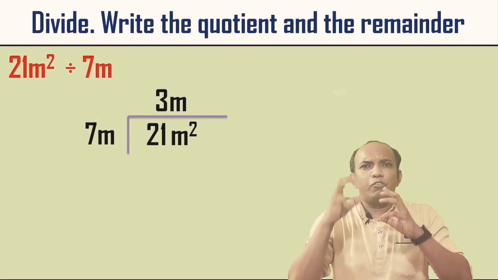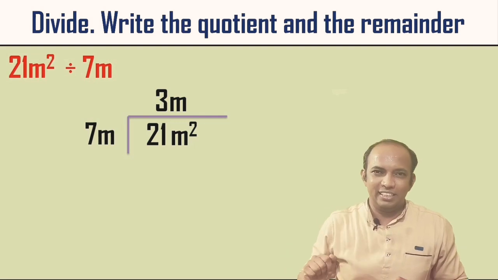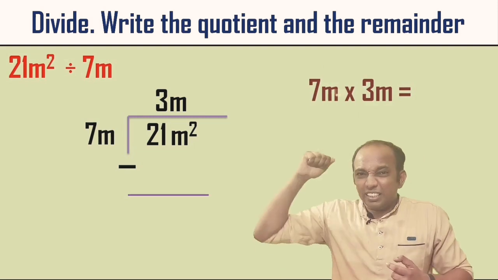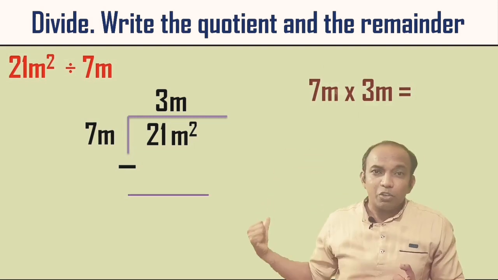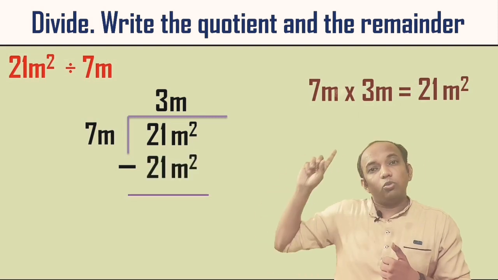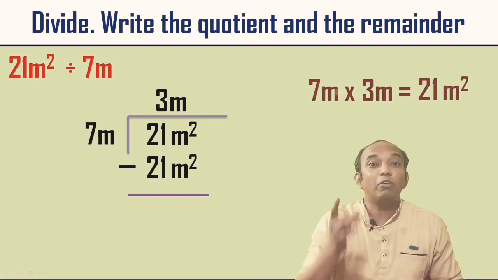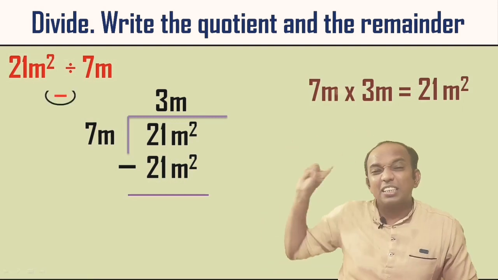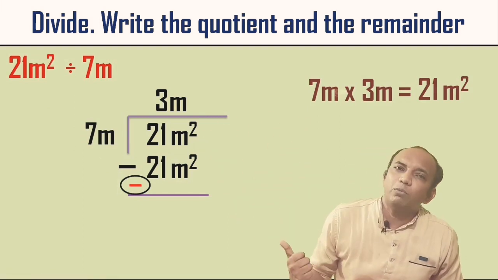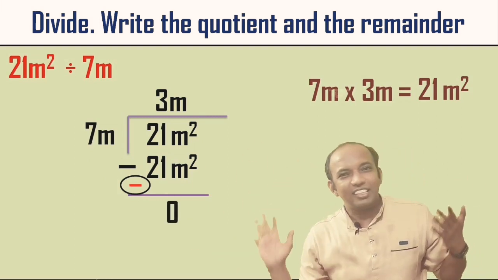Now what we are going to do? To tally your answer, multiply 7m and 3m, what do we get? Whatever the answer comes, that answer will be subtracted from the 21m square, that is the dividend for us. So what do we get? 21m square. Now subtract that 21m square from the dividend. As it's a subtraction, we have to change the sign of the number. So here the sign changes, that is negative now. Now positive 21m square and negative 21m square, both are cancelled. We got the remainder 0, and bang, our answer is completed.